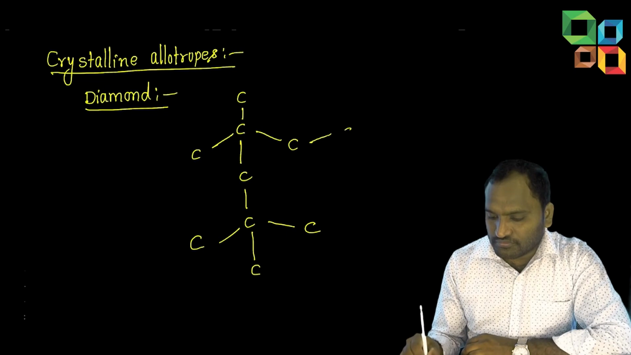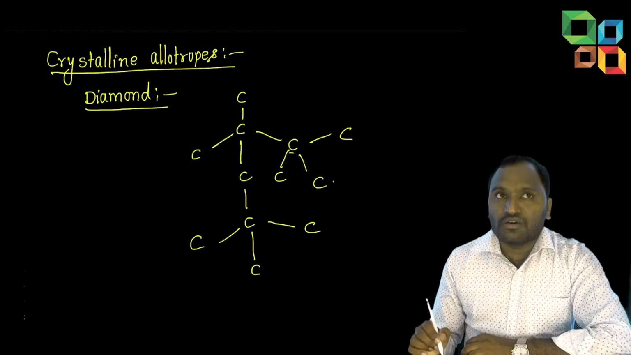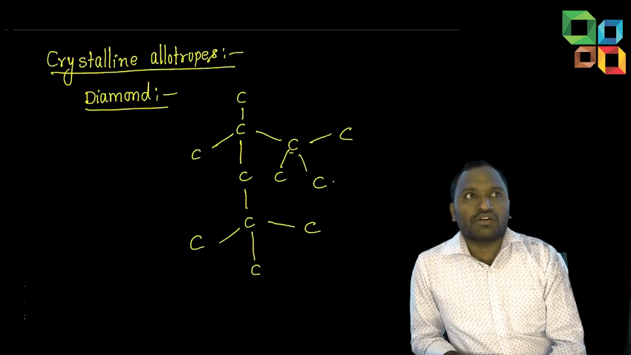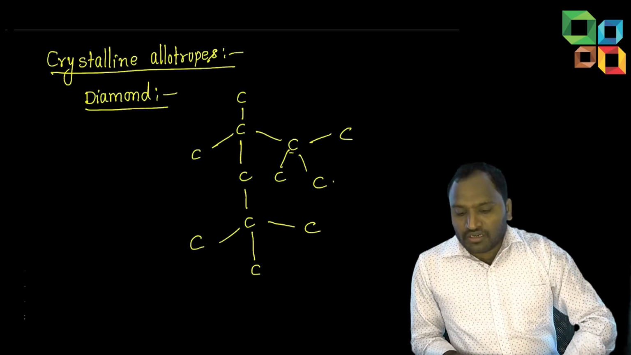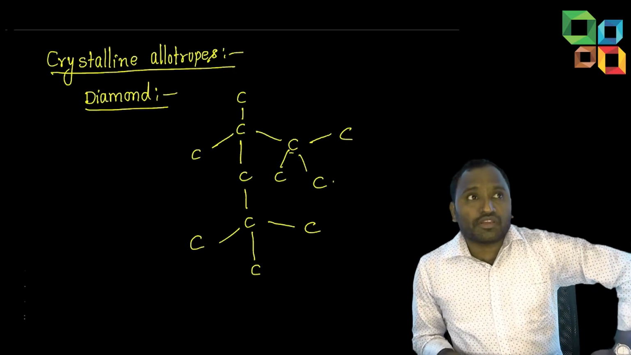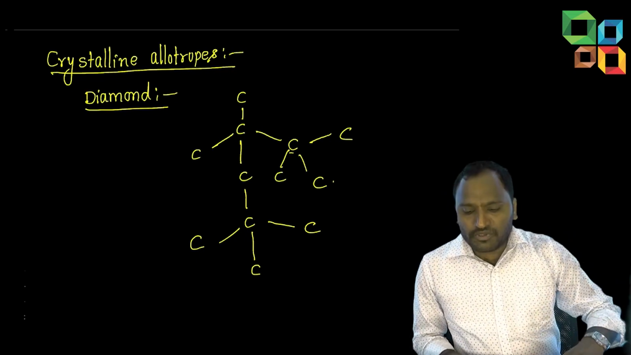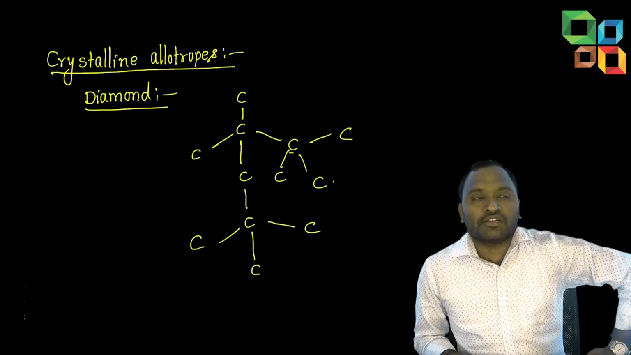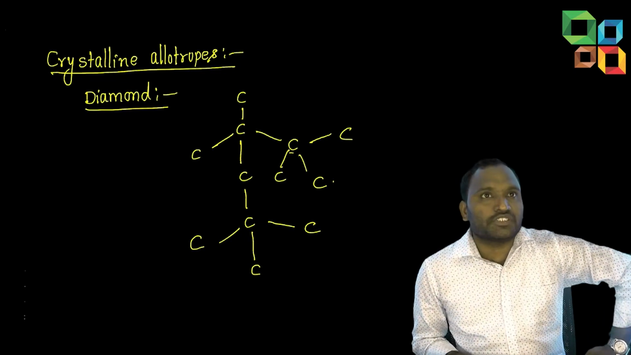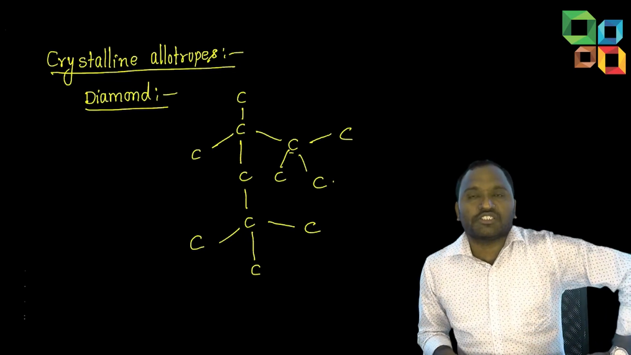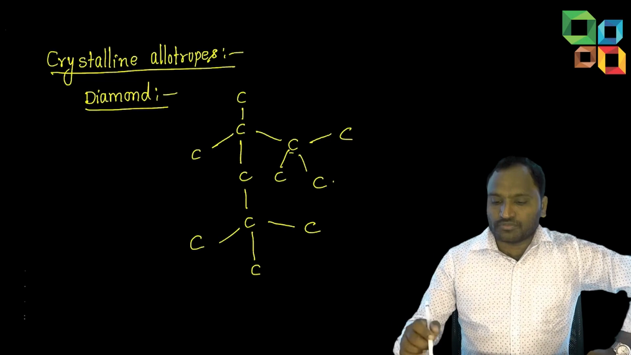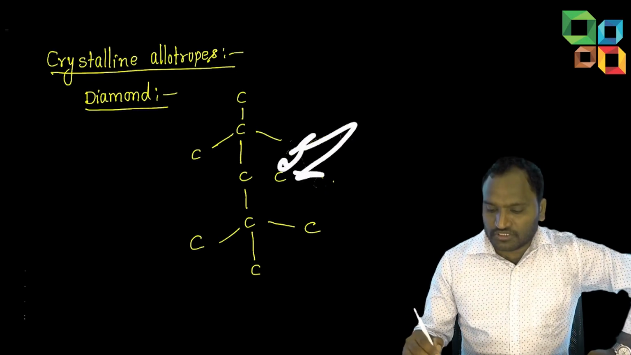What is an allotrope? An allotrope is nothing but one element available in different forms, like diamond, graphite, and so on. All are different forms, but the main constituent is carbon only. Like phosphorus: white phosphorus, red phosphorus, black phosphorus. The main constituent is phosphorus only. Availability in different forms.